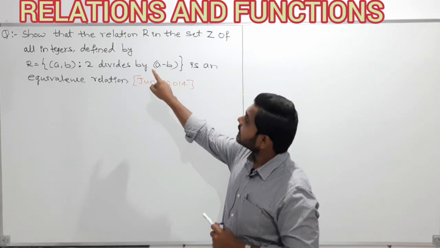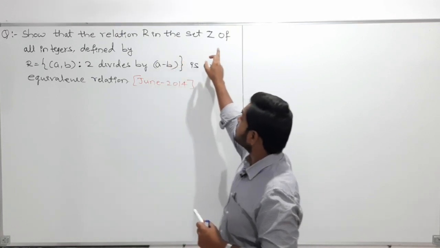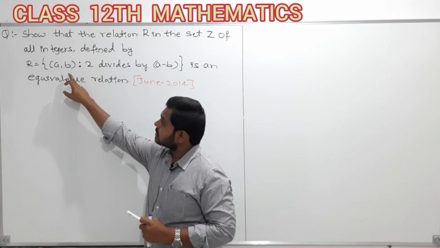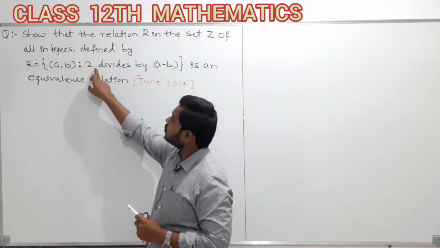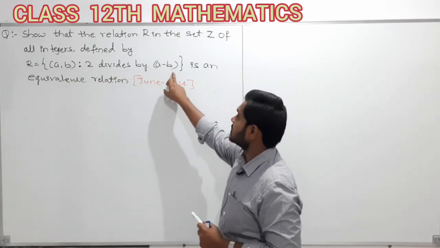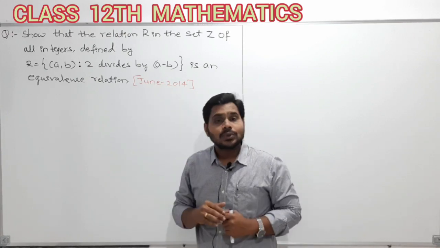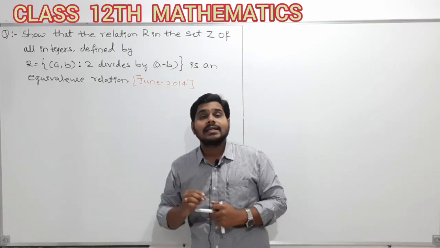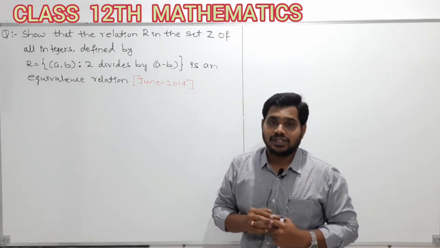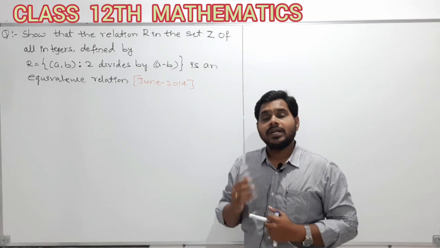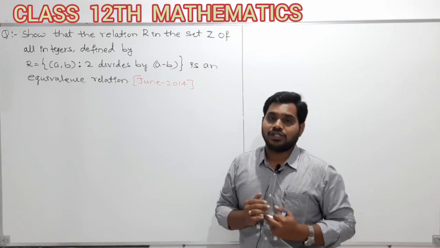Show that the relation R in the set Z of all integers, defined by R equals (a, b) such that 2 divides a minus b, is an equivalence relation. We should show that the given relation R is an equivalence relation, and this question was asked in June 2014 in your Karnataka board annual examinations.